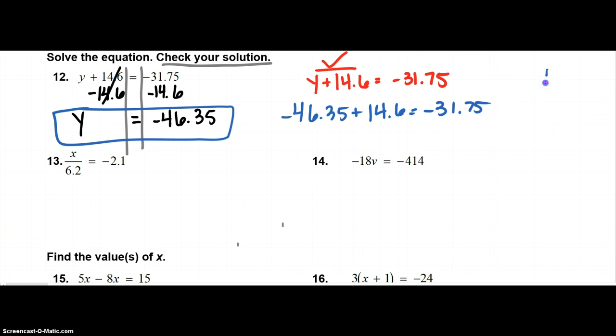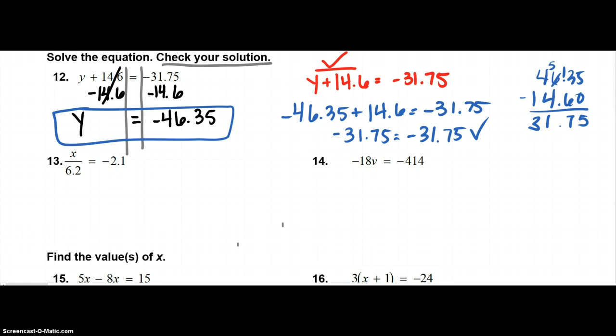So I have 46.35, and I'm going to subtract 14.60 to find the difference here, since it's going to be negative. 5 minus 0 is 5. I have to borrow here. 7. 5 minus 4 is 1. And 4 minus 1 is 3. So that is correct. We have negative 31.75 equaling negative 31.75. So we know we've gotten that answer correct here.